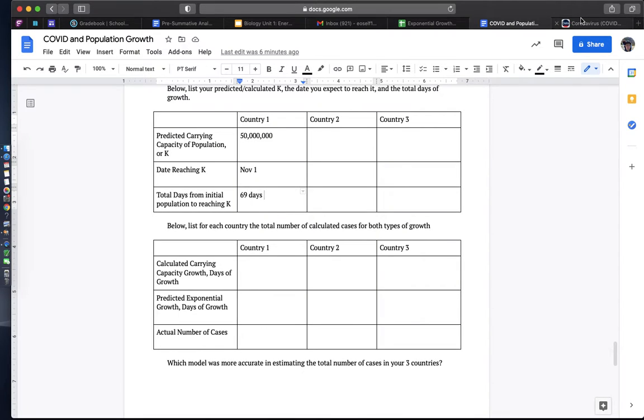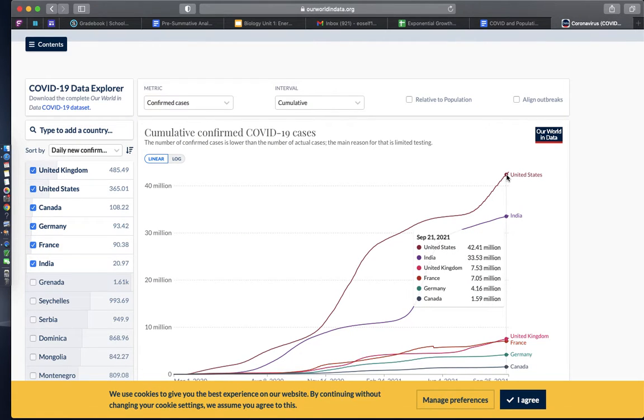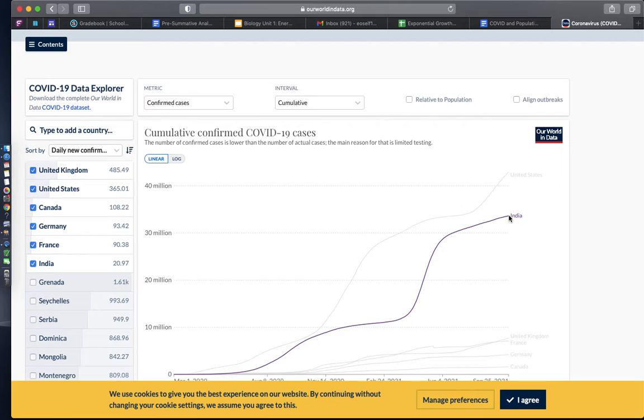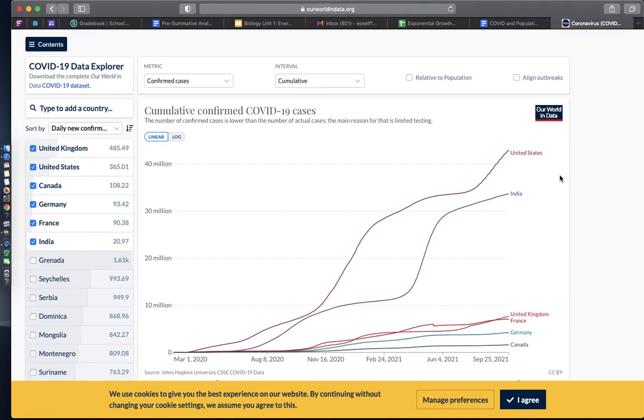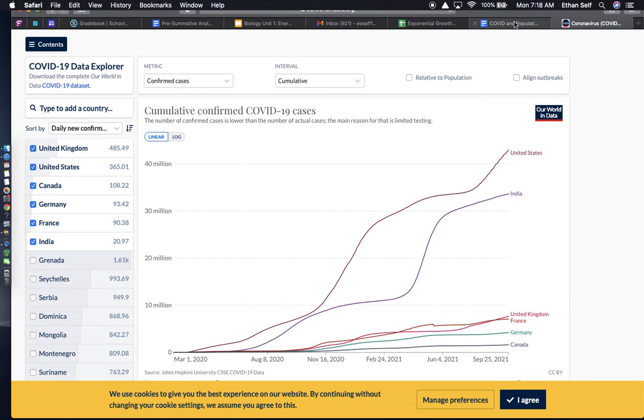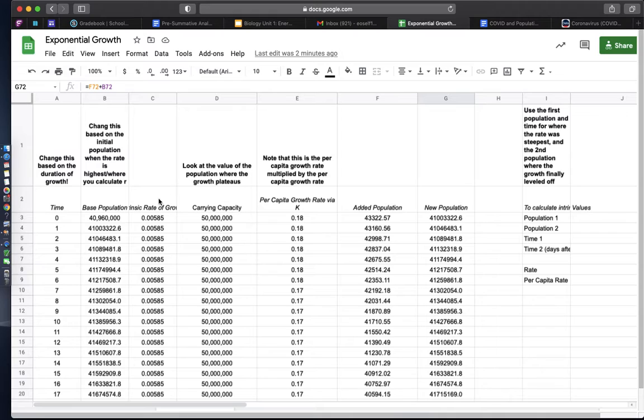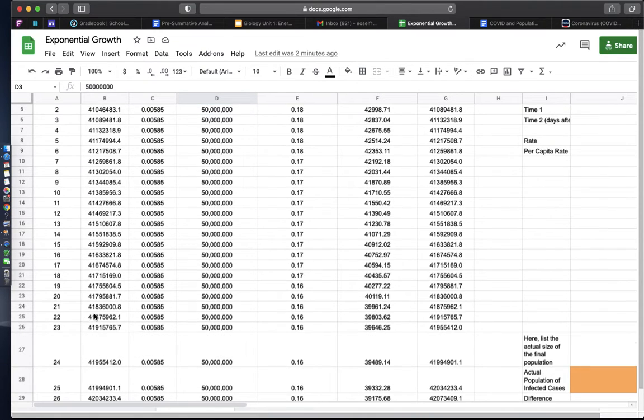If you're looking at your data and you're unsure of how to figure out the carrying capacity, you can easily make a number up. So maybe India is going to reach a carrying capacity of 35 million, and looking at this axis, it might be October 15th. You're just wanting to do the same thing again where you are inputting your base population, the intrinsic rate of growth that you calculated, what you think your carrying capacity is, and then how many rows of data you need to get to that final date.